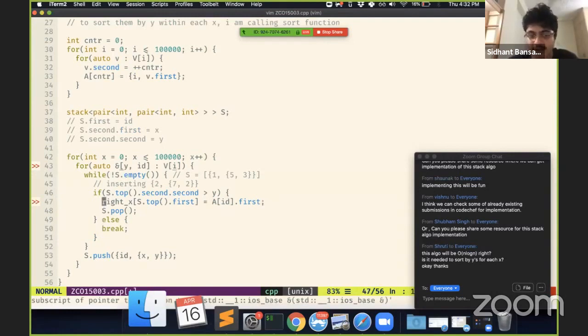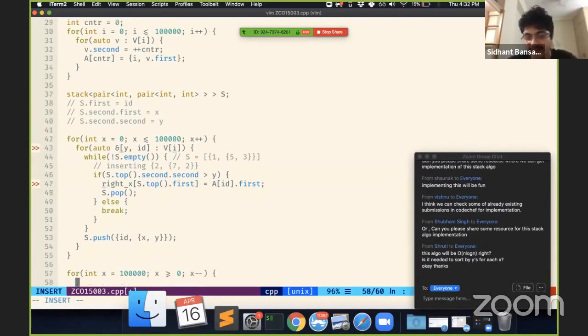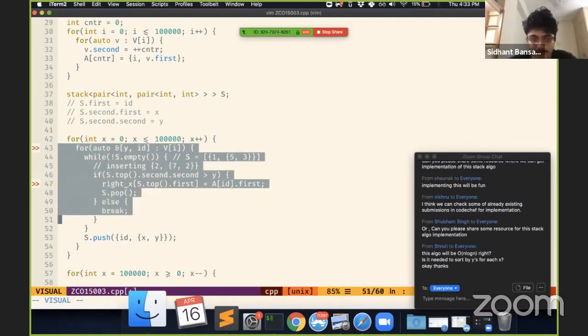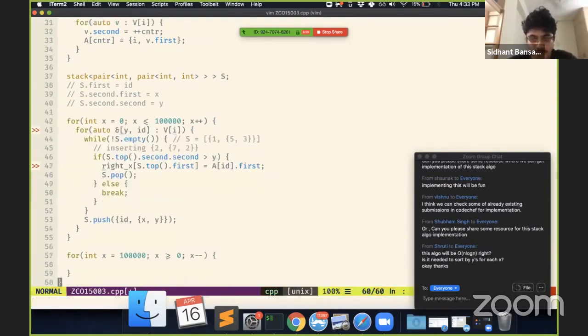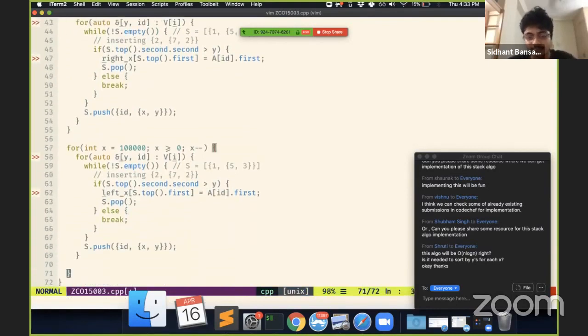Like just now I found the rights. To find the lefts, the main difference would be your x will start from here and it'll just go decreasing. That's it. More or less the remaining thing will remain the same. Yeah, that's pretty much the difference between rights and lefts. The way you iterate over the points. Instead of going from left to right, you'll go from right to left.